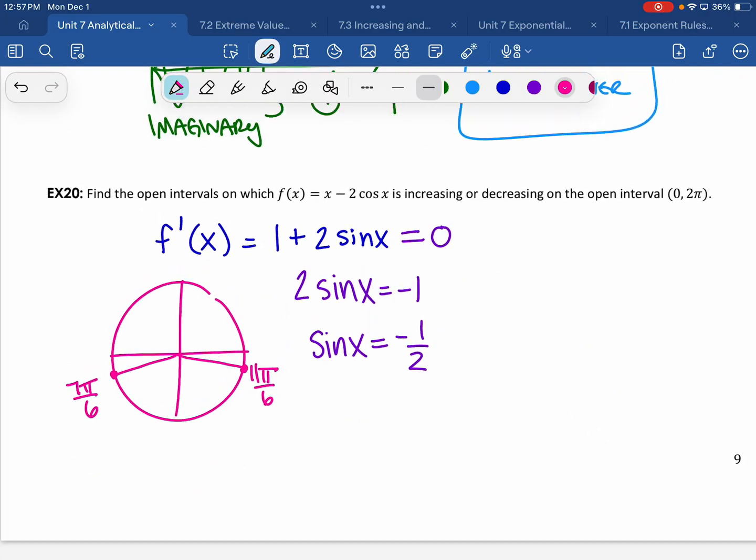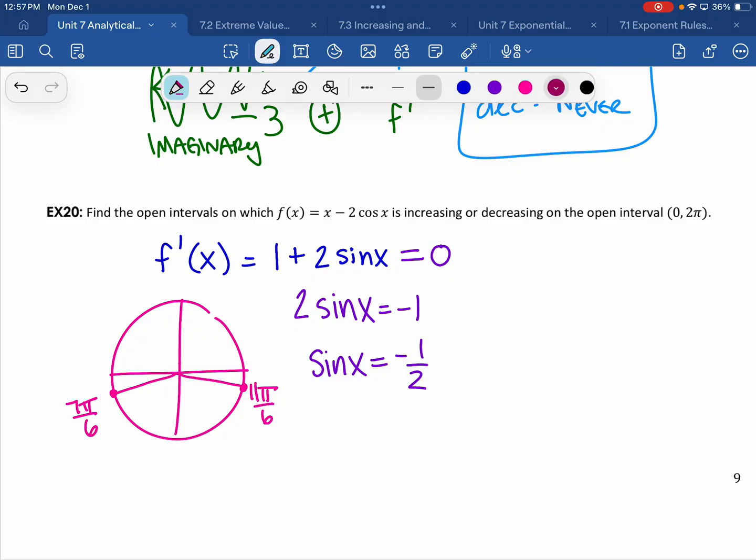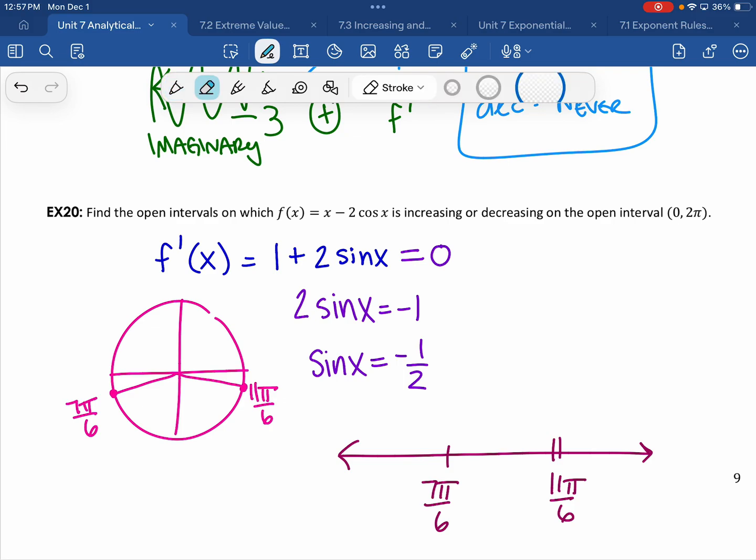All right, so on my number line, I've got 7 pi over 6 and 11 pi over 6. Now I have to come up with my intervals. Remember, we're going to plug them back into the derivative, the one that was most simplified, which is this one right here, 1 plus 2 sine x.